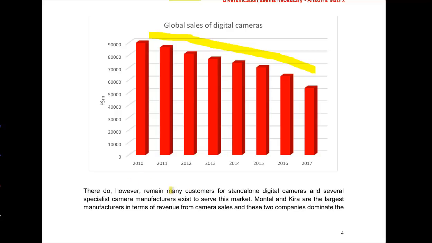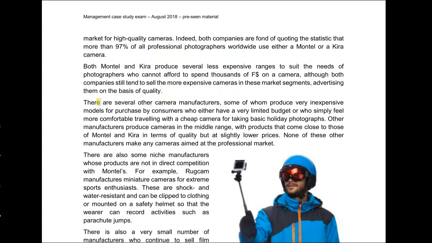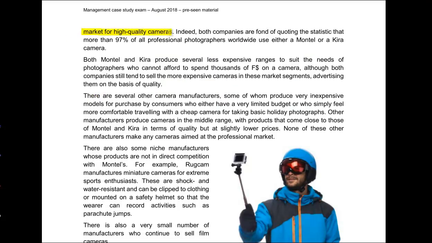There do, however, remain many customers for standalone digital cameras, and several specialist camera manufacturers exist to serve this market. And here we get the mention of Montel, and presumably their biggest rival, Kira. They're the largest manufacturers in terms of revenue from camera sales, and these two companies dominate the market for high quality cameras. Indeed, both companies are fond of quoting the stat that more than 97% of all professional photographers use either a Montel or Kira camera.